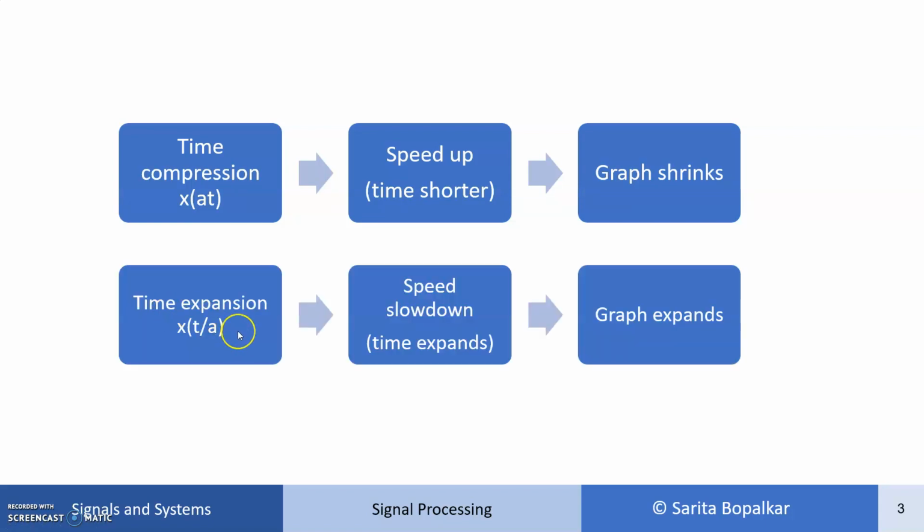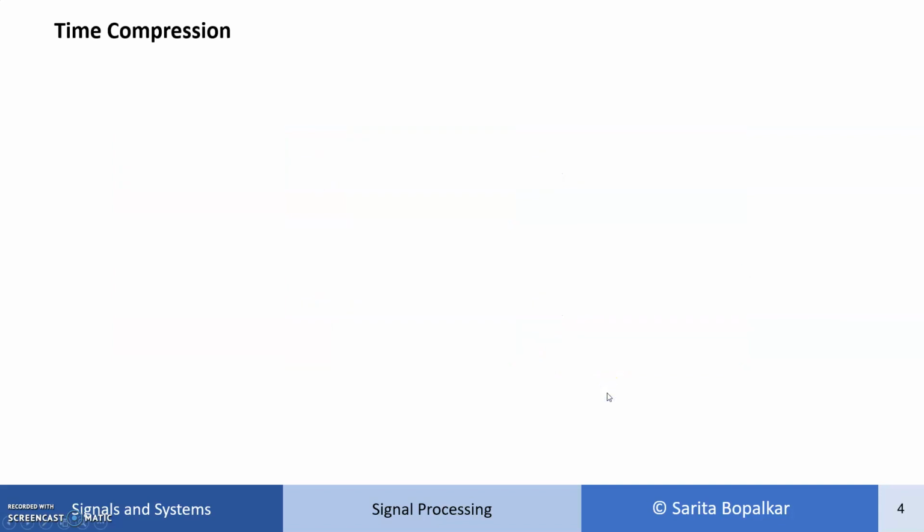Similarly, in time expansion, we divide t by some constant. That means we slow down the signal. Slow down means time expands. That means graphically the signal expands. Let's see with an example.